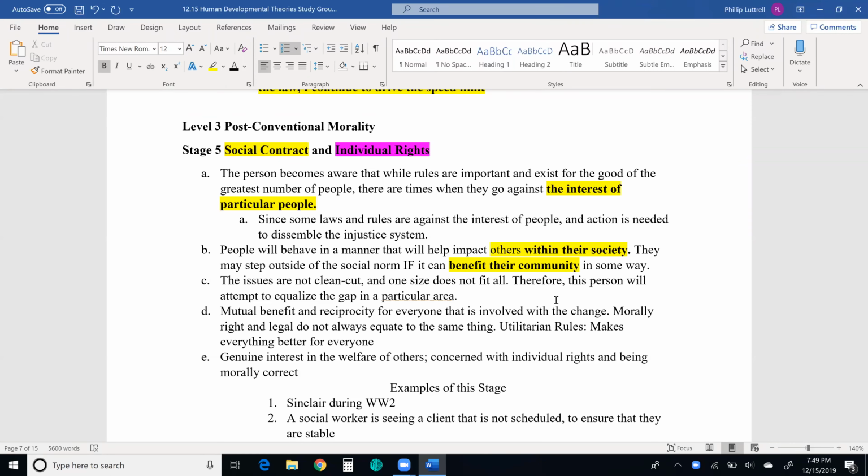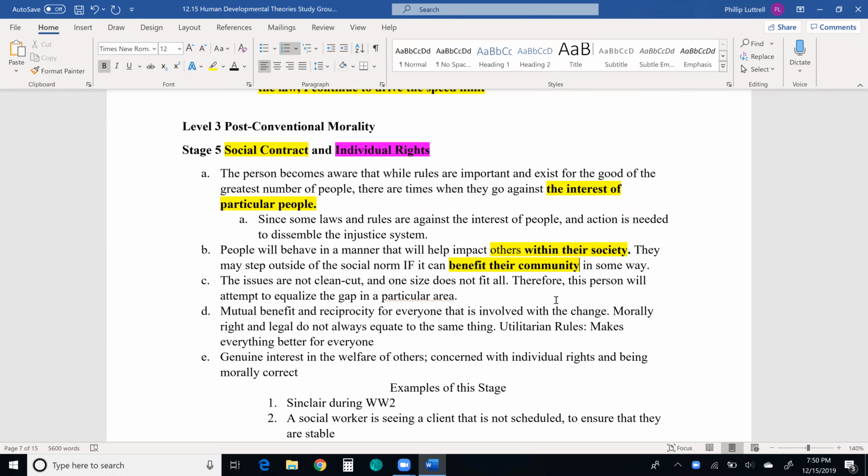So therefore, the person will attempt to equalize the gap in a particular area based on what people need. So rather than equality, meaning everyone gets the same thing, they're going to advocate for more equity, which means people get what they need to help equalize the gap and benefit them in their particular situation. For example, some people are going to need more hands-on educational assistance, but if everyone got the same amount of hands-on educational assistance, that would be equality. Equity means this person needs a little more assistance to help them maximize their potential. So they're going to get that in some way.